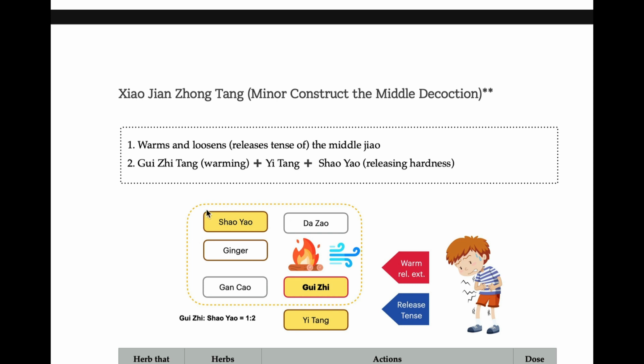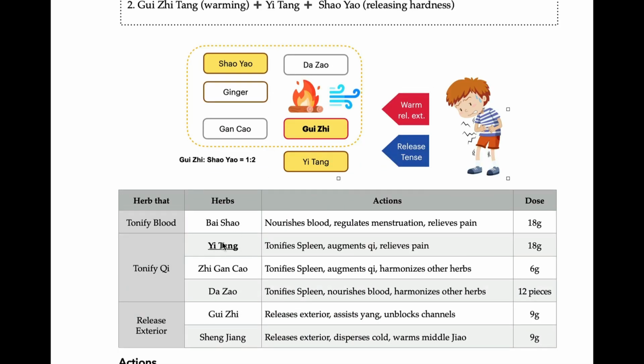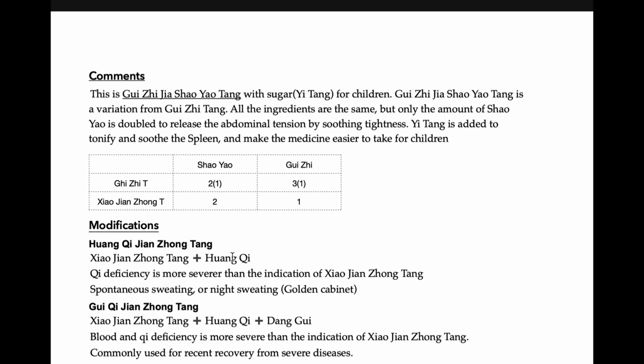Xiaojianzhongtang. This is based on Guizhitang and Xiaojianzhongtang. Remember this ratio too. I emphasized a lot about this. And Yitang is the king herb. So it is kind of counterintuitive. So remember this, Yitang. And also remember this modification too. Huangqi jianzhongtang and Guiqi jianzhongtang. Huangqi treats spontaneous sweating. And Guiqi Jianzhongtang treats blood deficiency and qi deficiency. If the question asks you about blood and qi deficiency, extreme deficiency, Guiqi Jianzhongtang. If the question asks you about a lot of sweating and weakness, Huangqi Jianzhongtang.